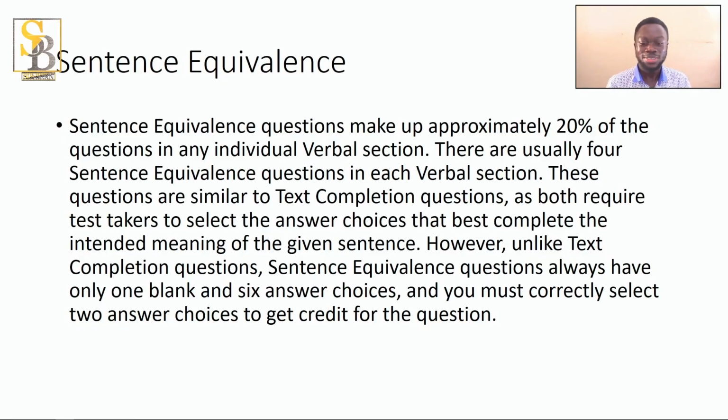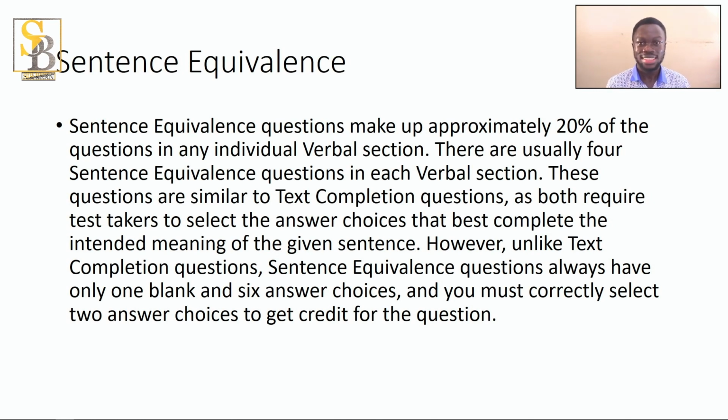Sentence equivalence questions make up approximately 20% of the questions in any individual verbal section. There are usually 4 sentence equivalence questions in each verbal section. These questions are similar to text completion questions, as both require test takers to select the answer choice that best completes the intended meaning of a given sentence. However, unlike text completion sentences, sentence equivalence questions always have 1 blank and 6 answer choices, and you must correctly select 2 answer choices to get credit for the question.